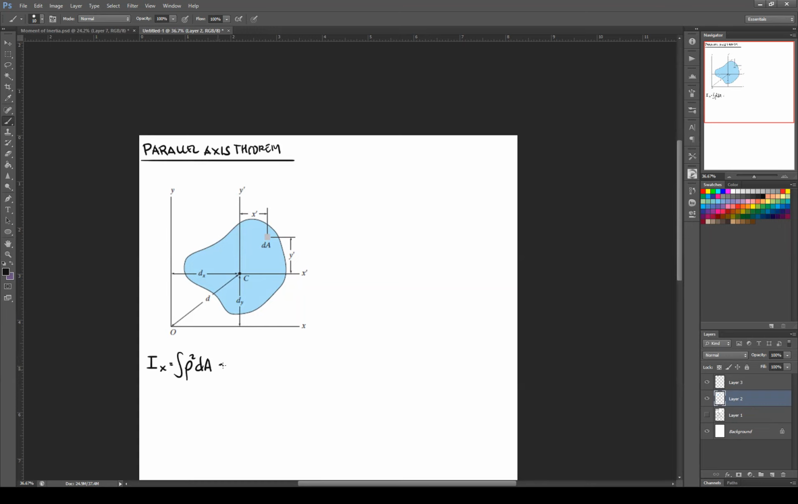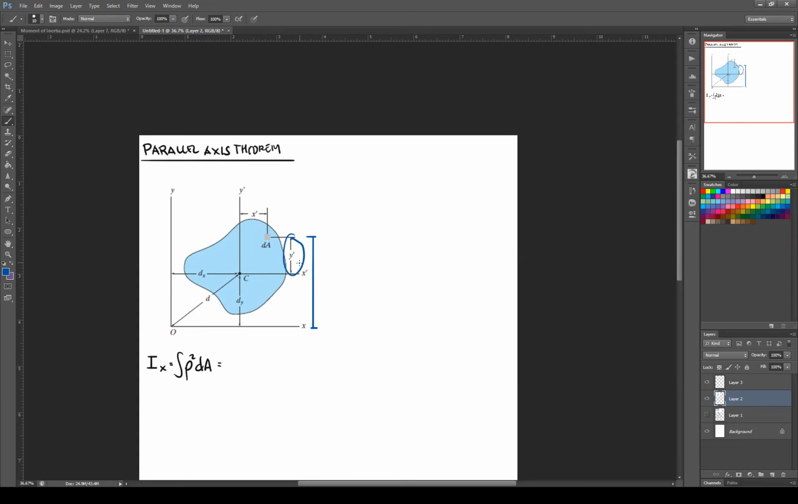Let's start with Ix, since the moment of inertia about the x-axis is the more common one to be solved. The basic equation for that is rho squared dA, or y squared dA. Now, y is the distance of your differential area to your reference axis. Once again, our reference axis is this. So the total distance is this, right? And that is equal to y prime.